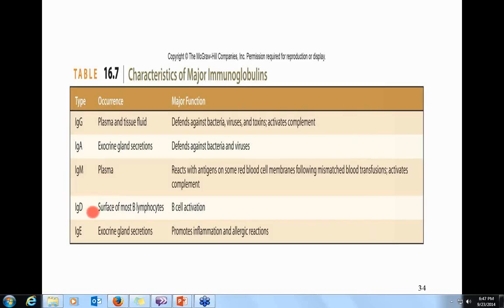IgD, this is an antibody on the surface of most lymphocytes, and it can serve as a receptor. The IgE is also an exocrine gland secretion. So it promotes inflammation and allergic reactions. So I think this time of year in Indiana, IgE numbers are up. Or at least they are for me.